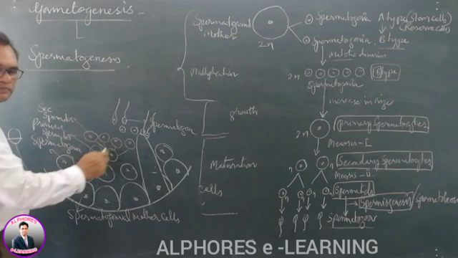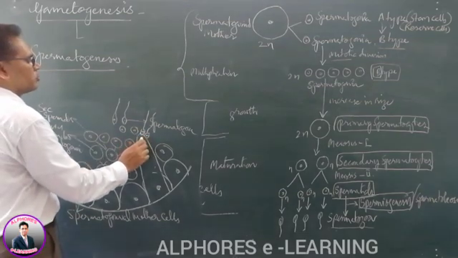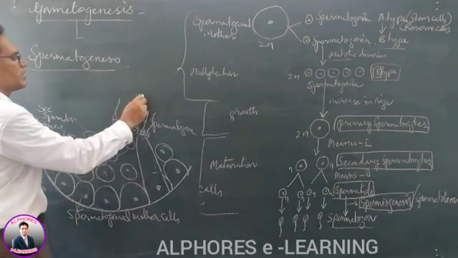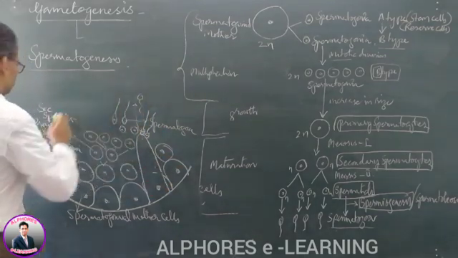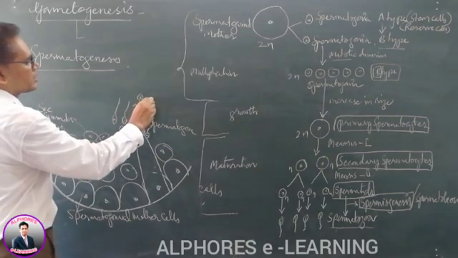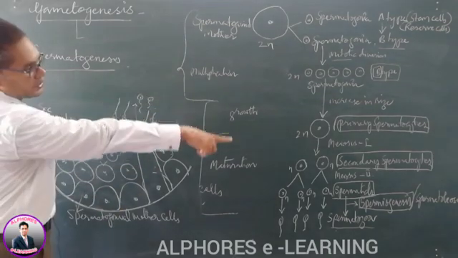This is nourishment from the Sertoli cells. And then from this Sertoli cell, these spermatozoa get detached, their heads get detached from the Sertoli cells and they enter into the lumen. Then they are called sperms. Okay, this is what we have shown there.